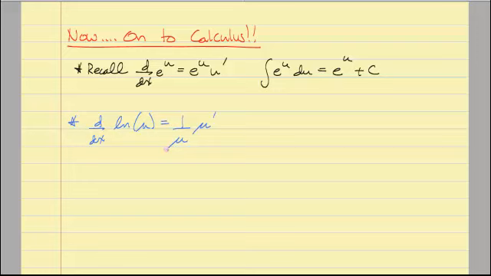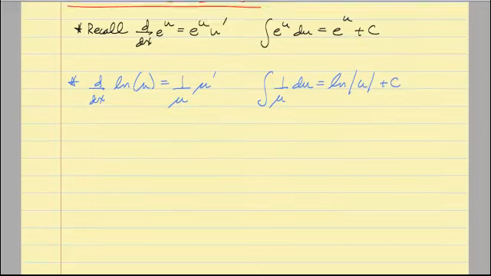We can also look at the antiderivative of 1 over u, u prime. So how do I integrate 1 over u, u prime, or 1 over u du, and I get natural log absolute value of u plus c. You have to have the absolute value sign here, or the brackets around u, because of our domain restrictions and whatnot that we work with.